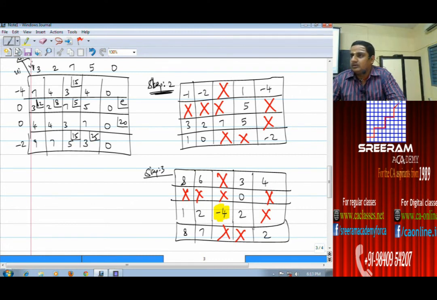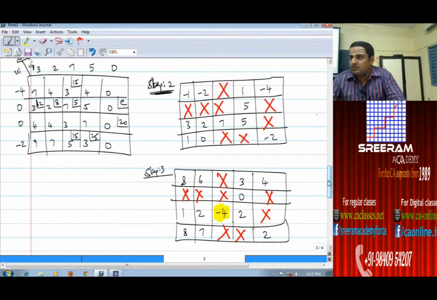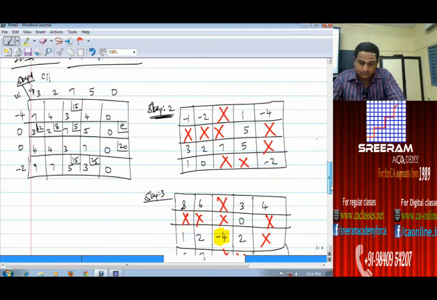Below that you write, since delta ij table contains negative value, first iteration reshuffled matrix is not optimal. Completed. Now coming to the Cij table, minus 4, here it is 3.